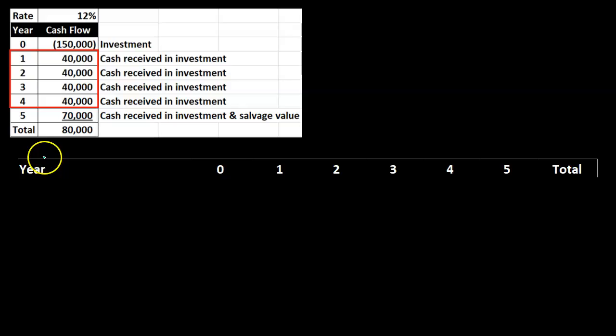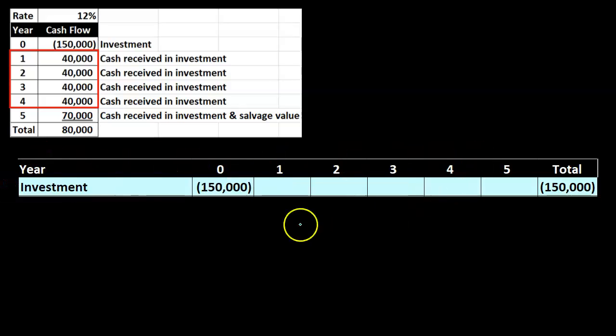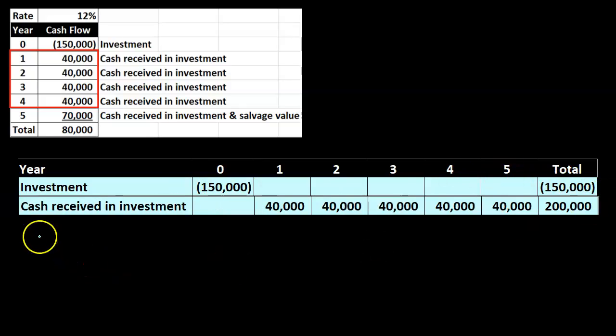We could say, okay, let's have the years 0 through 5 and the total. And then we're also going to break out the type of information on the left-hand side. So we're going to say, hey, this is the investment. It happened in year 0. I'm going to break that out separately. That's the investment in year 0. Here's the total investment. It's a negative number. Here's the cash received in investment. So these are going to be the cash inflows that we got, 40,000, 40,000, 40,000, 40,000.